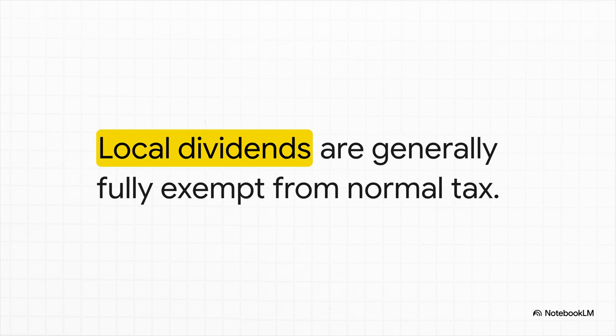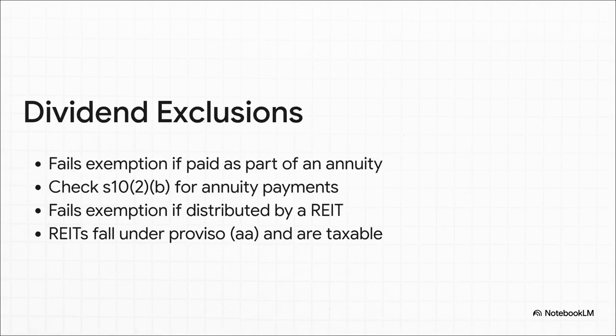The whole purpose here is to avoid double taxation, since the company paying the dividend already paid corporate tax on those profits. But let's be real for a second. University examiners are absolutely not going to give you simple, straightforward scenarios. So, what you need to do is scan the exam question for two highly toxic words, annuity or REIT.